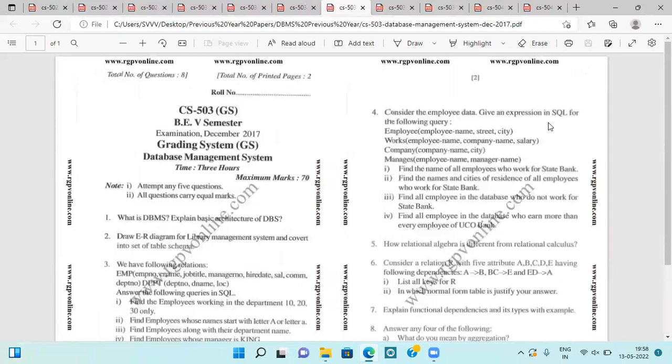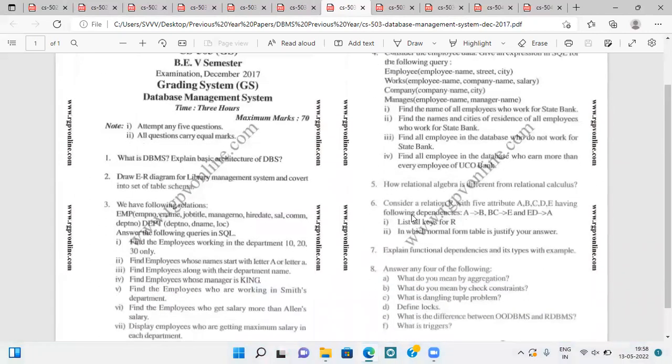Then again, a database is given. Following tables are given, and based on this database, we have to find the answers of the questions. Then how relational algebra is different from relational calculus.